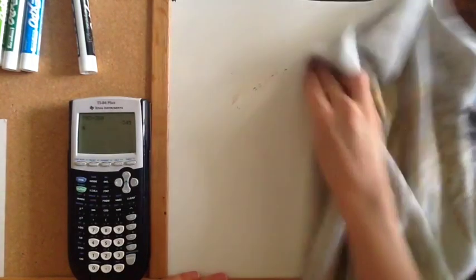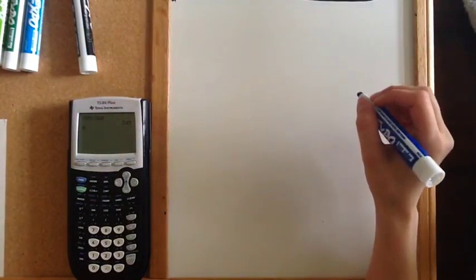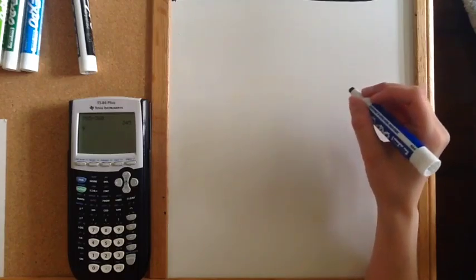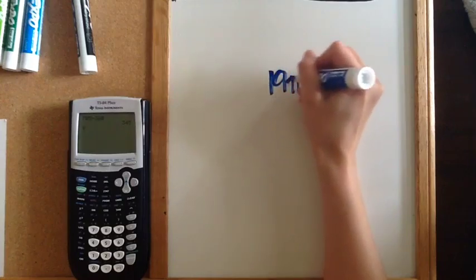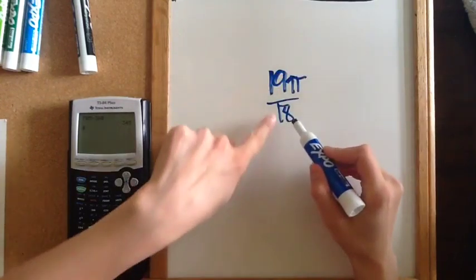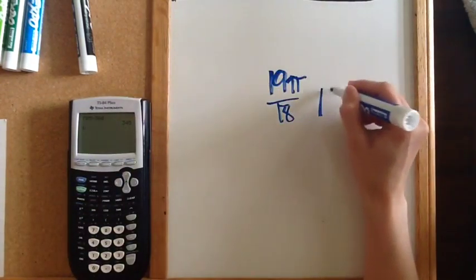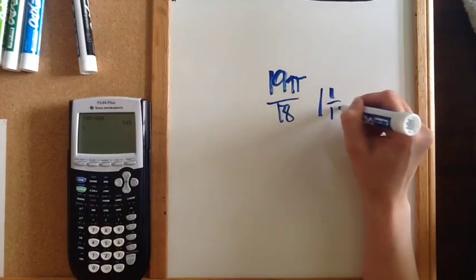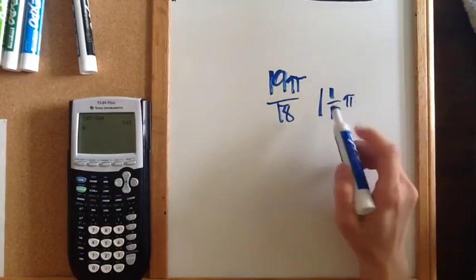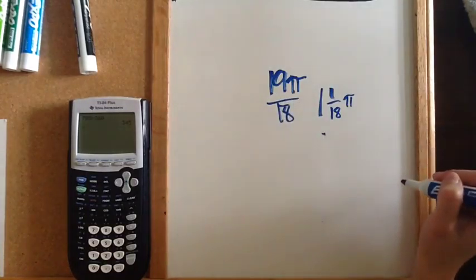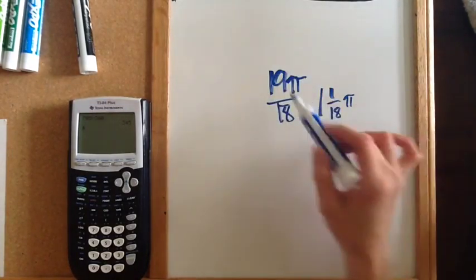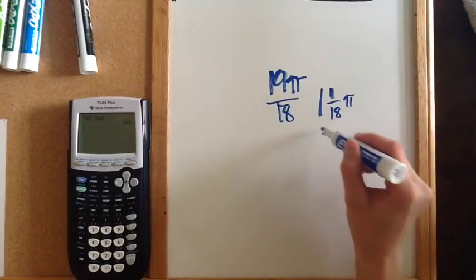Now, if it's past 1, so for example, if we have 19 pi eighteenths, okay? Well, 18 goes into 19 once, and I have 1 left over. So this is 1 and 1/18 pi, or this is more typically written as 19 pi eighteenths, okay? So please keep this in mind that we're going to use improper fractions when we write radians.